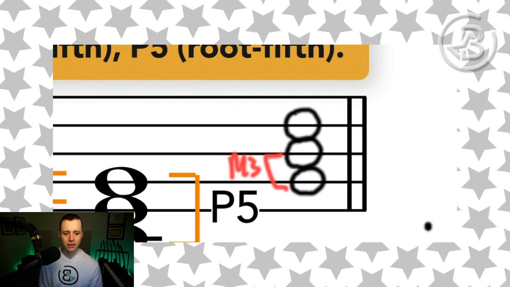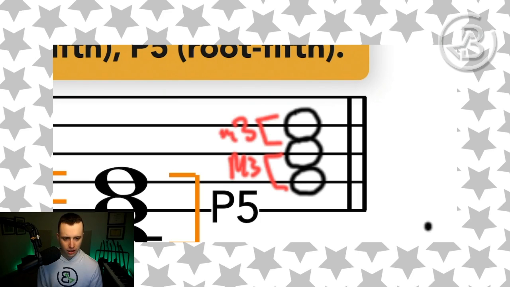Now let's break down B to D. From B to C, that's 1 half step. From C to C sharp or D flat, that's 2. From C sharp or D flat to D, that's 3. That, sure enough, is going to be a minor third.